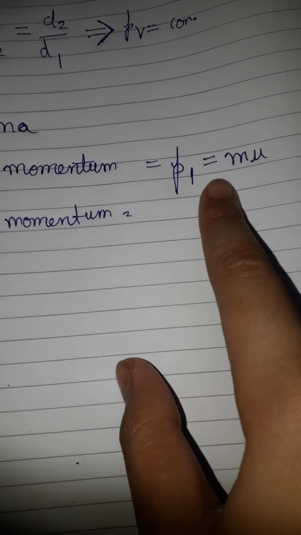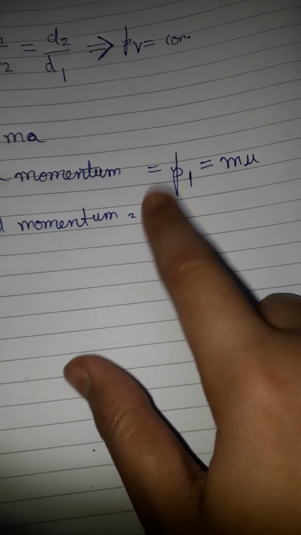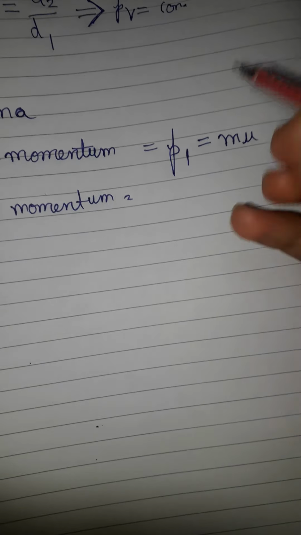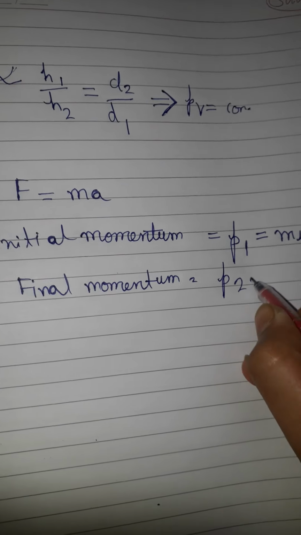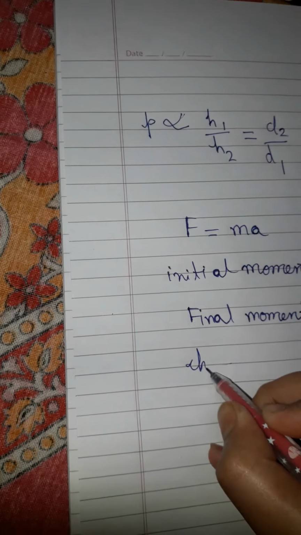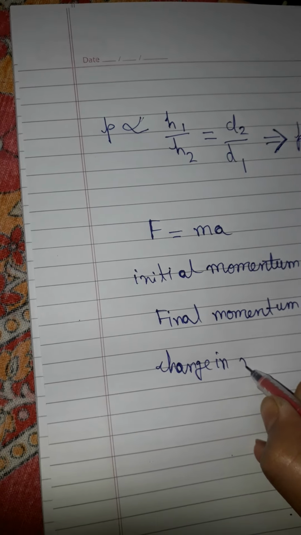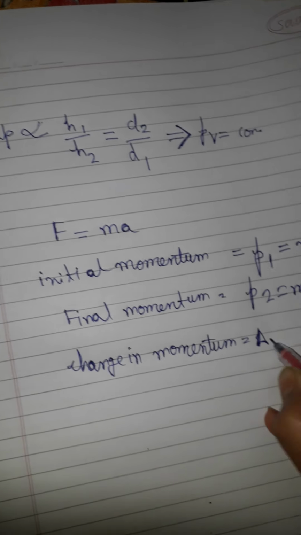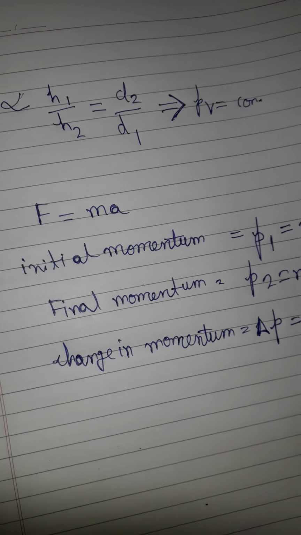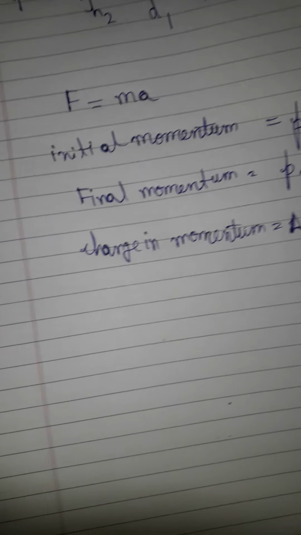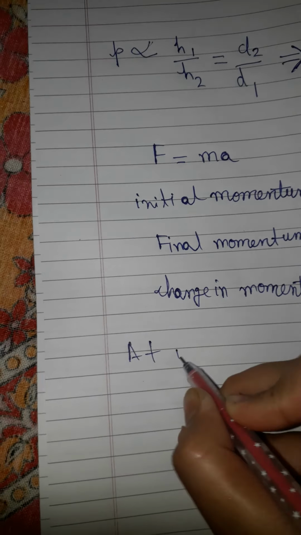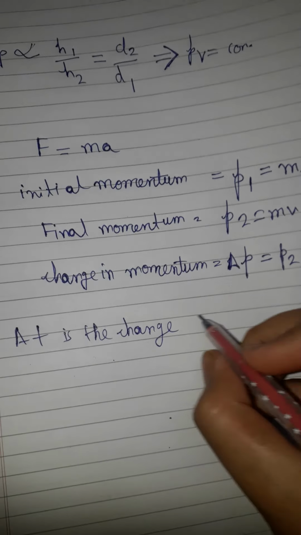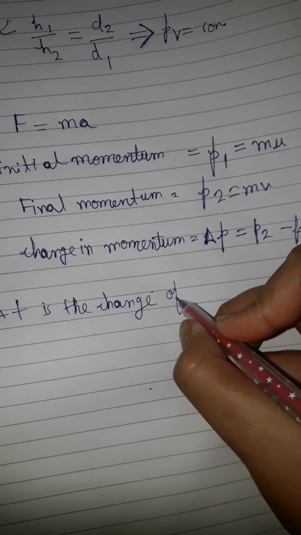So the initial momentum p1 is equal to mu. The final momentum p2 is equal to mv. The change in momentum is delta p is equal to p2 minus p1. Now delta t is the change in time. Delta t is nothing but a change of time.